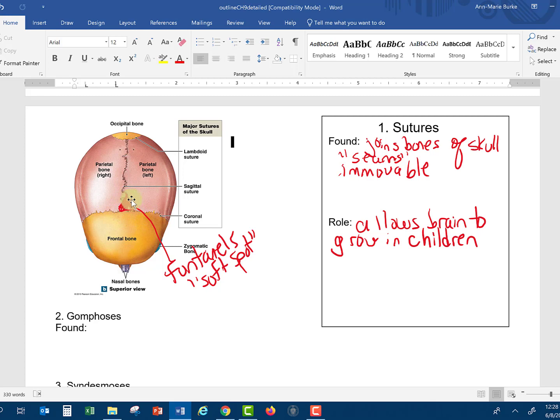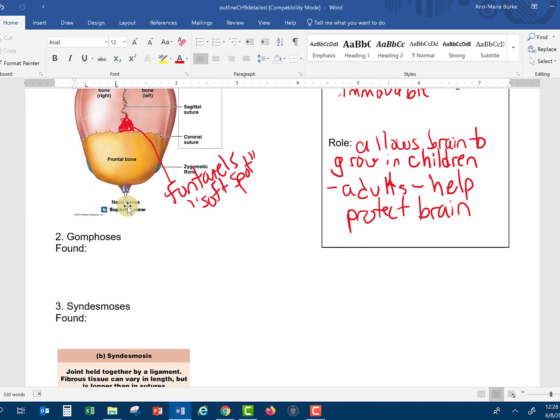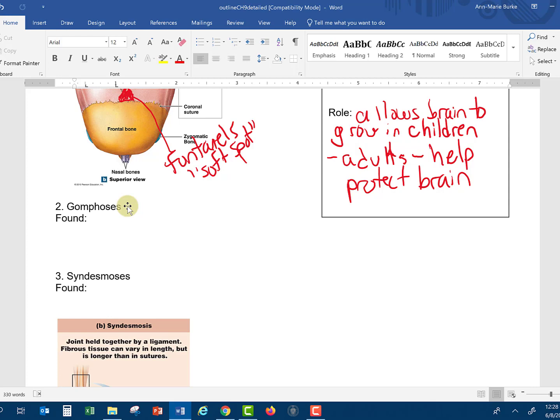If you ever gently press the soft spot in an infant's head, you can actually feel the blood vessels contracting and expanding on the surface of the brain. So the brain is very vulnerable in this area because there's no hard bone protecting it. In adults, these sutures come closer together, and so in adults, the joint helps protect the brain. Okay, so a suture is one type of fibrous joint. Another type is called a gomphosis, and this is the joint between the tooth and its alveolar socket.